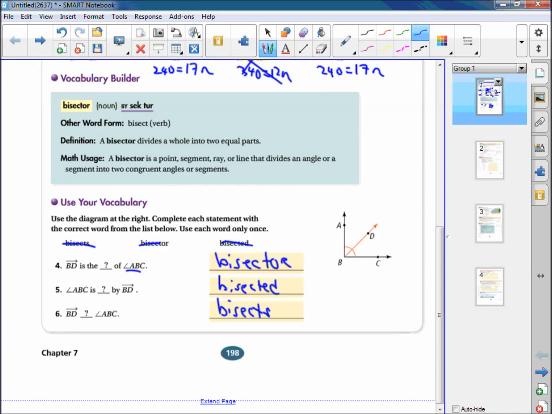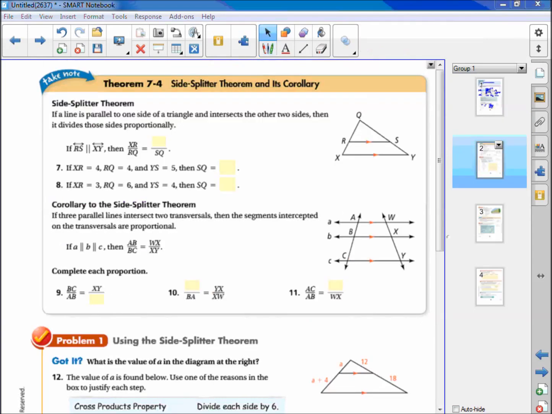Okay, let's flip it over and see the new stuff for today. We have theorem 7-4, the side splitter theorem and its corollary. The side splitter theorem is: if a line is parallel to one side of a triangle and intersects the other two sides, then it divides those sides proportionally.